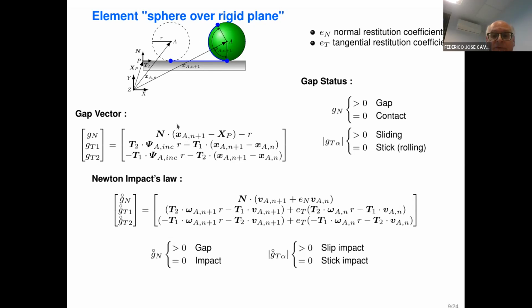For the velocity contribution, we have to derive this gap vector with respect to the time and include the Newton impact law. We have the restitution coefficient in the normal and in tangential direction, and the inequality constraints for the contact is the same as at position level.